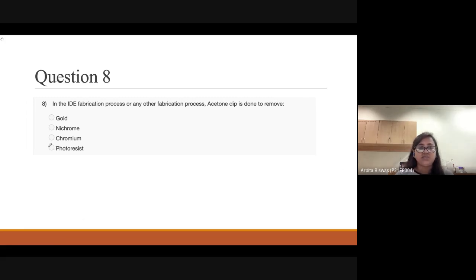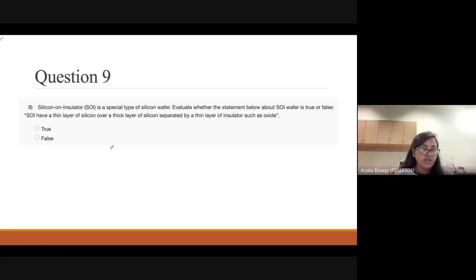So the right answer is photoresist. Okay. Because for gold we use a gold etching agent, for nichrome also, and chromium also, there are some other agents used. But in the case of photoresist, we dip the wafer into the acetone. Okay. So the right option is the photoresist. So next, move towards question number 9.